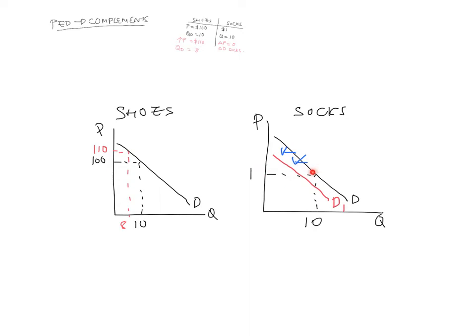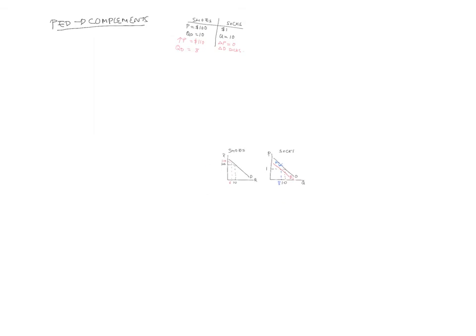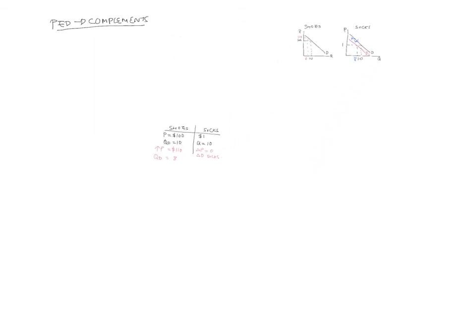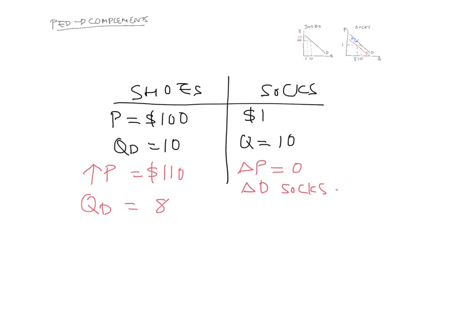At $1, people used to demand 10 socks, but that was because they were buying 10 shoes. They are now only buying 8 shoes. Because they're buying 8 shoes, socks are no longer as popular as they used to be. So there's a fall in the demand of socks, which ends up causing a fall in the quantity demanded of socks. Now you're going to end up with fewer socks, let's say 8 socks. So this is the situation we are in.